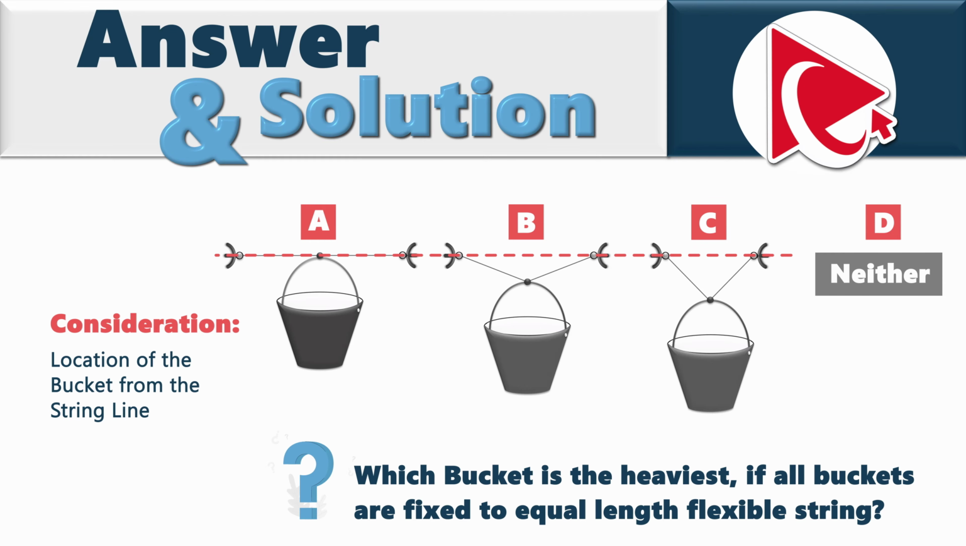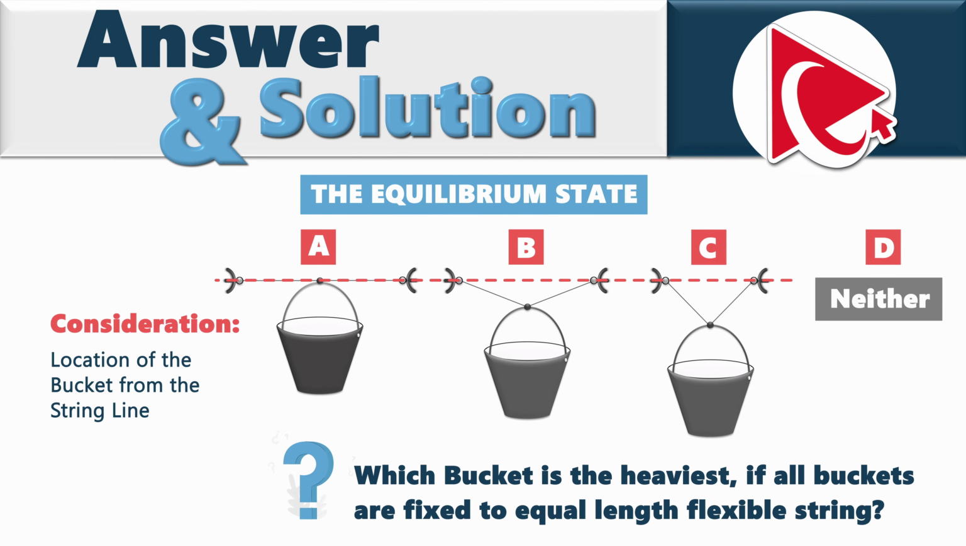What we know from physics is that when multiple objects are suspended from a flexible string, they will settle into a state of equilibrium. In the state of equilibrium, the tension in the string will be equal at all points along its length. However, due to the differences in weight, the heavier bucket will exert a greater downward force on the string compared to the lighter buckets. As a result, the heavier bucket will cause more tension in the string, causing it to sag lower compared to the lighter buckets.